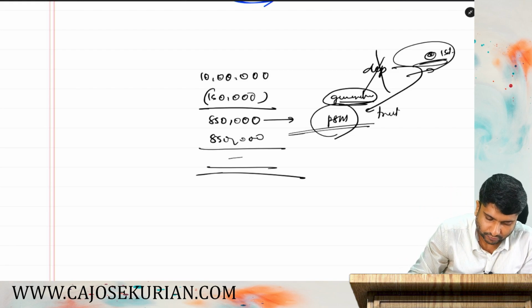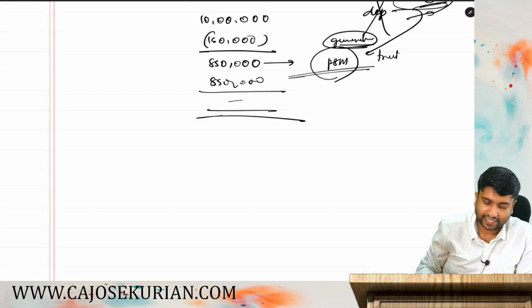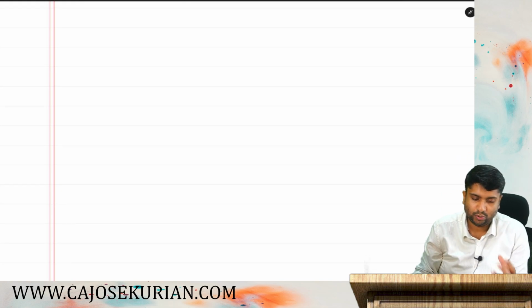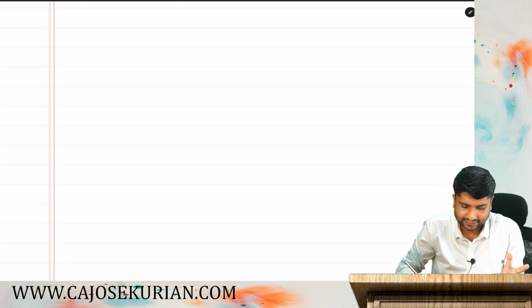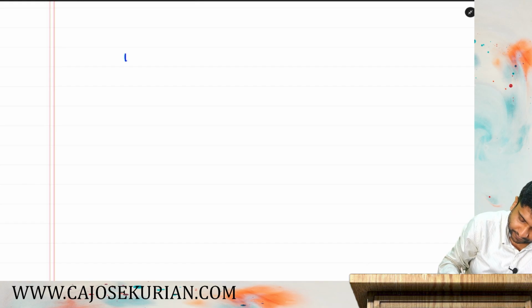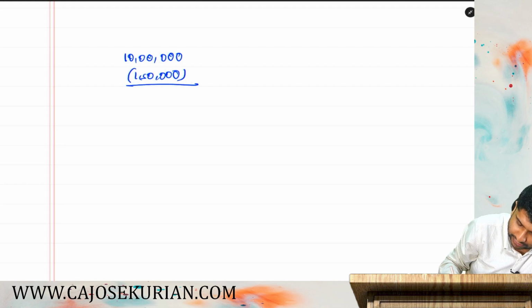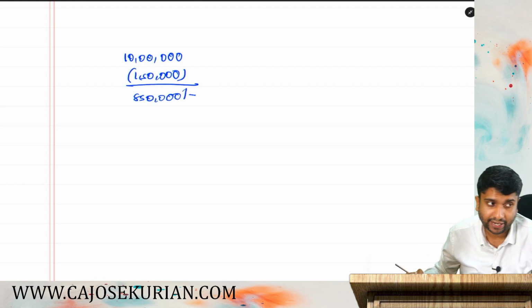Great. Now, moving on to the next one. Again, something in relation to the concept of application. Listen, say for example, 10 lakh was my current year income. 1,50,000 I have applied. 8,50,000 is the remaining amount.